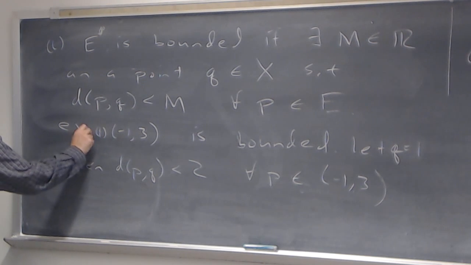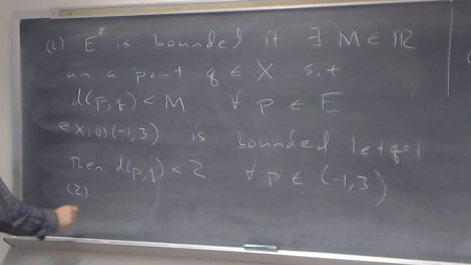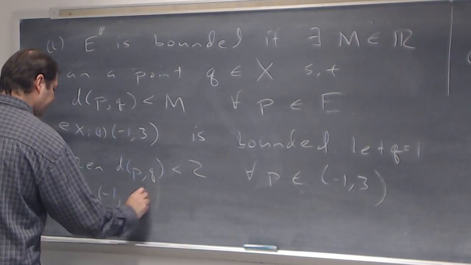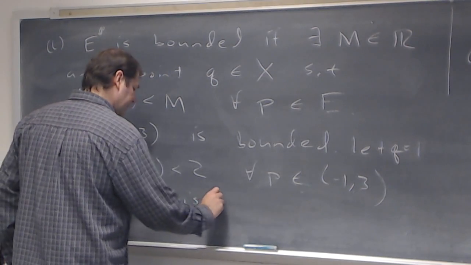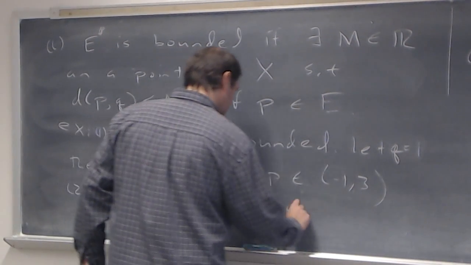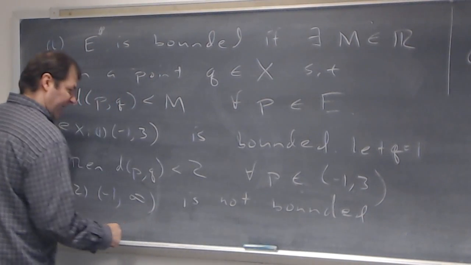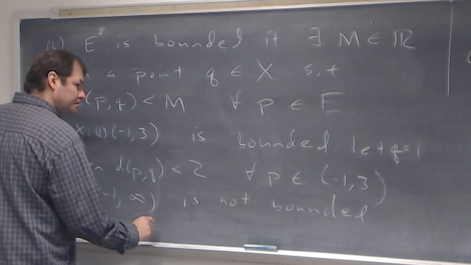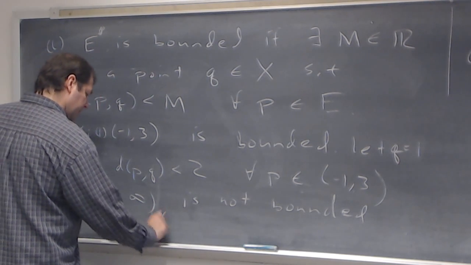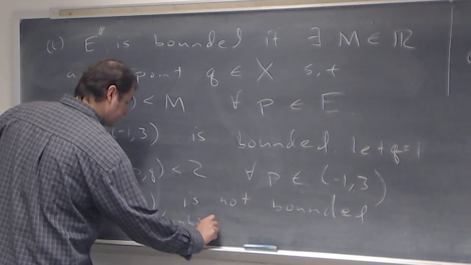That's my first example. My second example is that the set -1 to infinity is not bounded, with our usual metric being the absolute value here. It's not bounded. It's what we call unbounded.